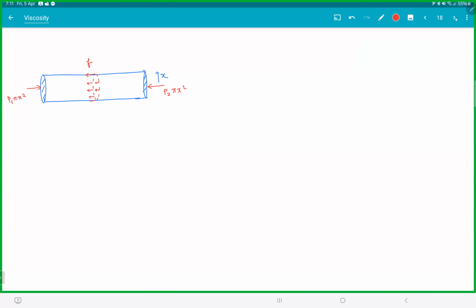Think of it like this: if you're catching your pen and someone pulls it out of your hand, how is the force on the pen? The force on the pen is only on the surface, isn't it? The viscous force is acting only on the surface of the cylinder, whereas the force due to pressure is acting on the entire cross-sectional area. Is that clear?